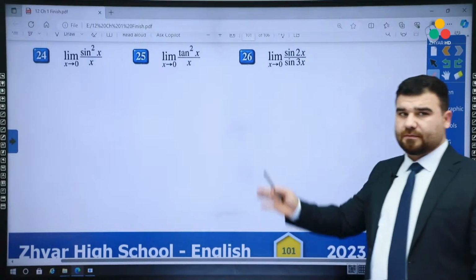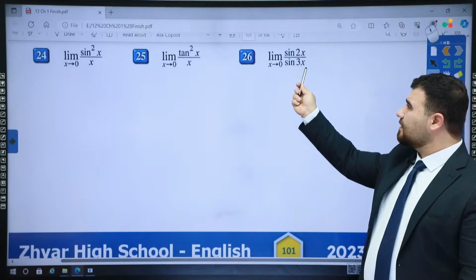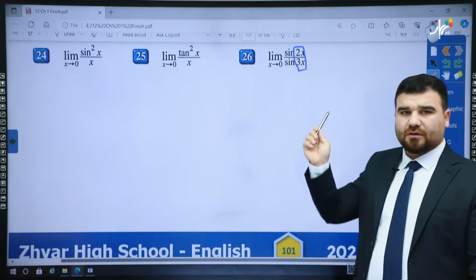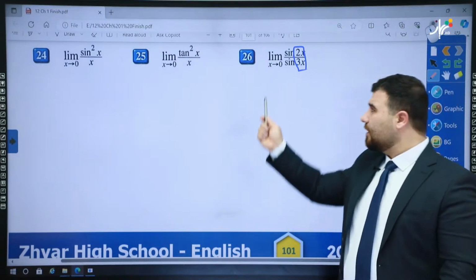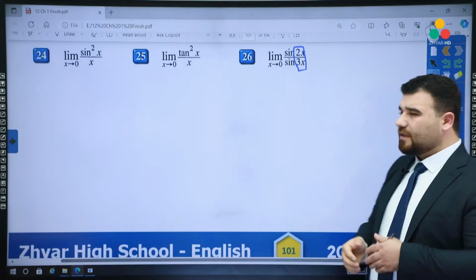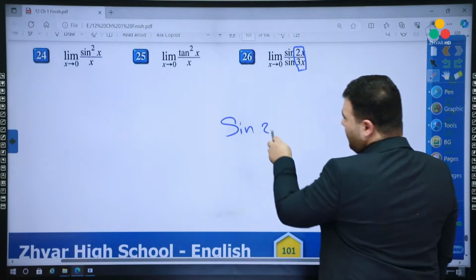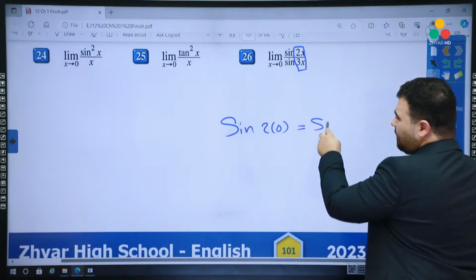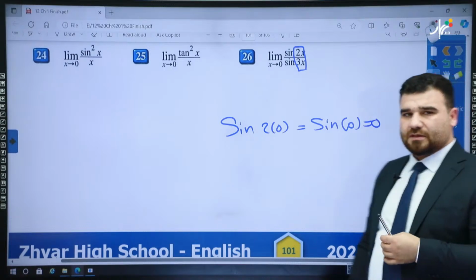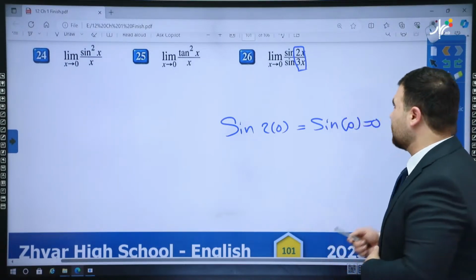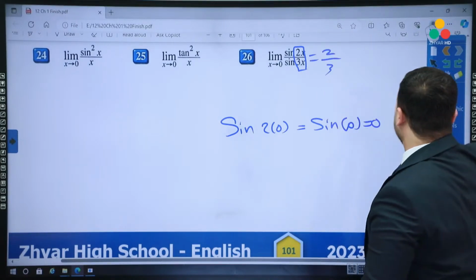Question 26. Limit x tends to 0, sine 2x over 3x. The answer is directly 2 over 3. Without wasting time, for multiple choice, that's the best thing. Or, if I directly put 0 in place of x, it will be 2 times 0 inside the sine. Sine 2 times 0 is sine 0, and sine 0 is equal to 0. Up and down will be 0, that's 0 over 0, and later we study the way to do this question. But the answer is 2 over 3.